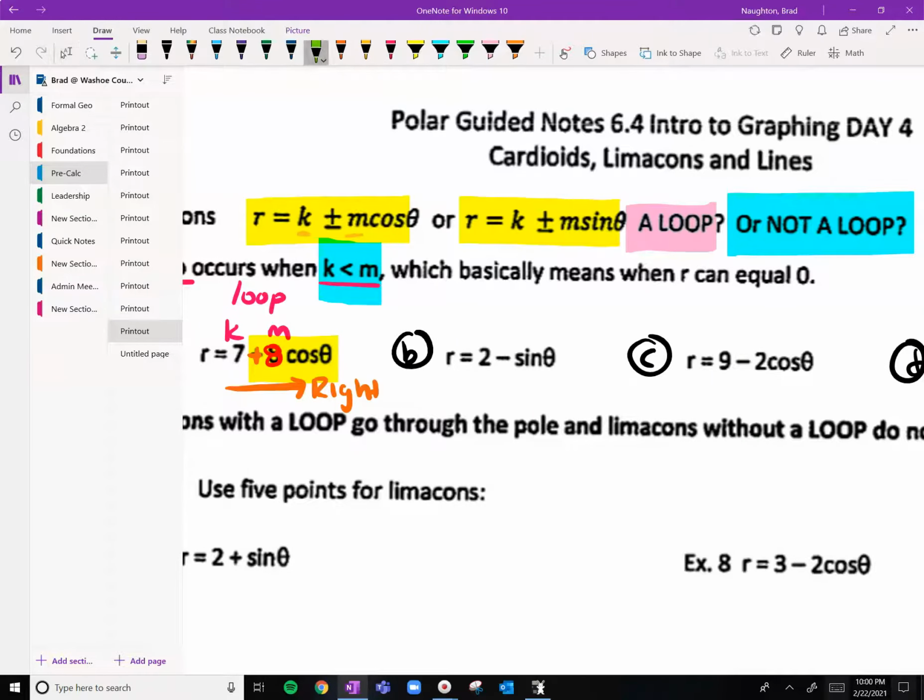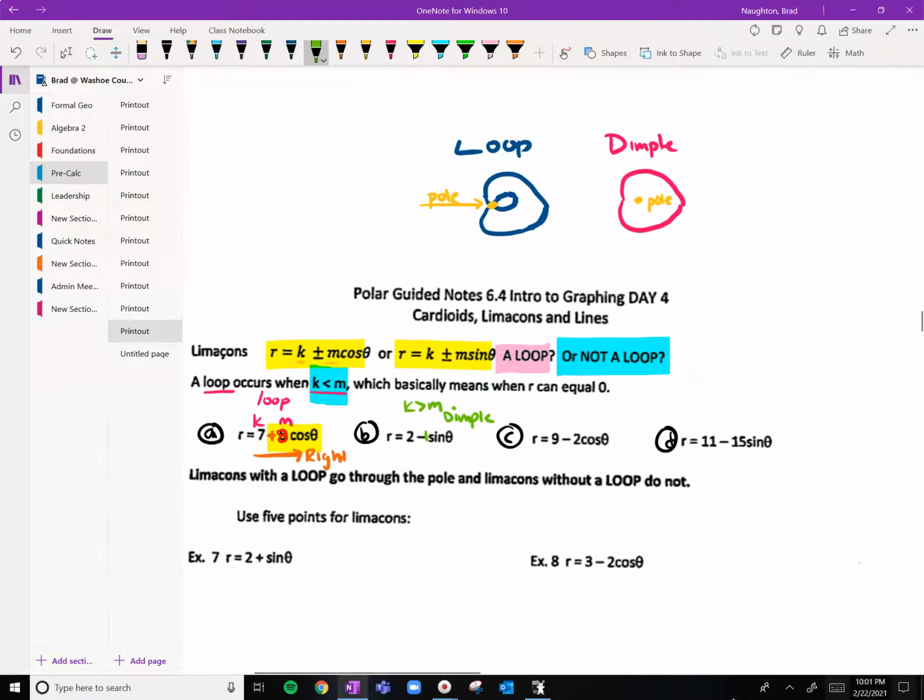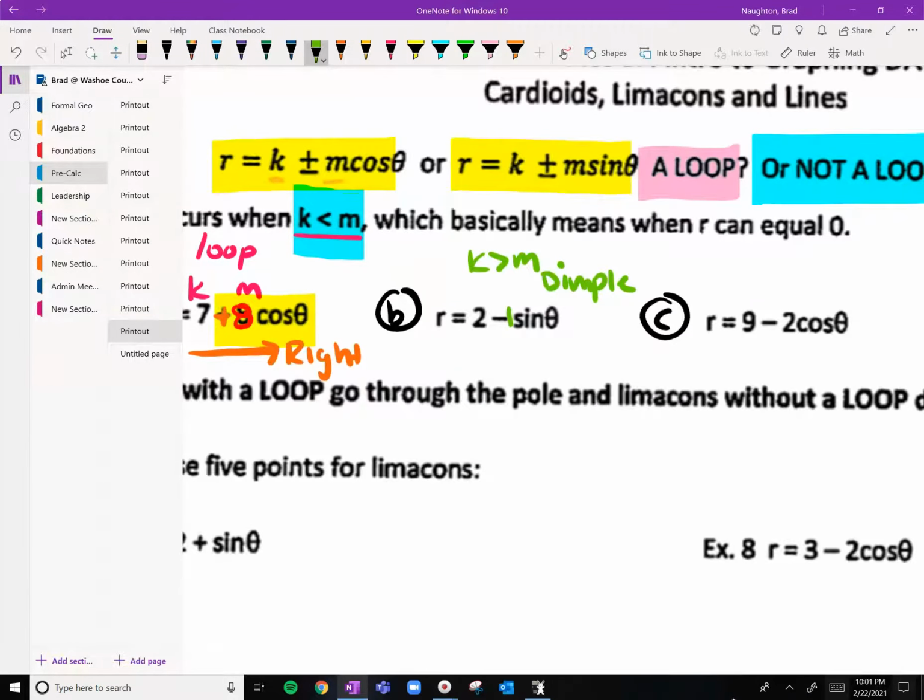All right, let's look at B here. So I'm going to put a 1 in front of here. So here, my K is greater than M. So we're going to say that this is no loop. So this would be a dimple. So there would be no loop, so none of this, as we see here in blue. The pole is going to be inside. And so what is this going to be? Well, let's take a look. Sine is going to be up and down. And since it's a minus, that means that the tip of my heart here, of my limacon, is going to be pointing down.